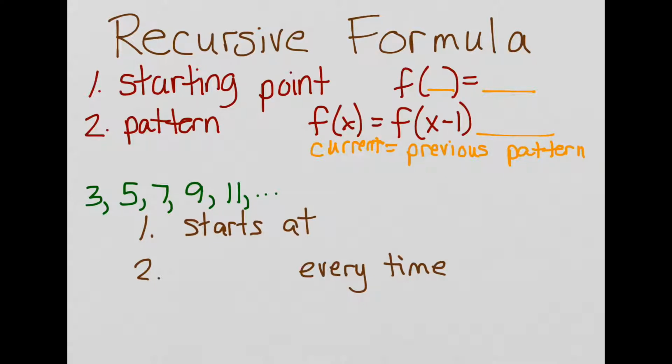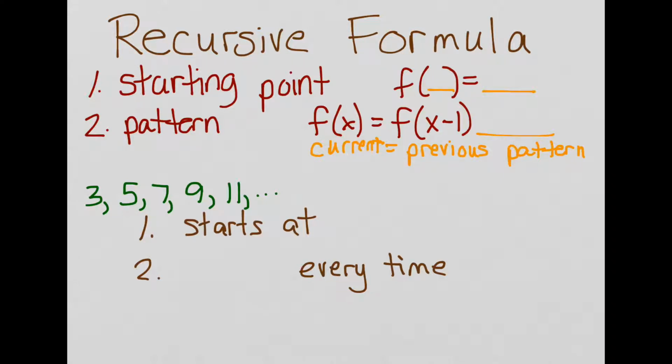Okay, let's review recursive formulas. We talked about a recursive formula has two parts, a starting point and a pattern. And so you always need to tell me the starting point. You can start wherever you want. You can start in the beginning with the 0 term and give me whatever the starting point is, or you could start with the first term. You know, you could start with the 45th term. I don't care where you start. If you know it, you can start there.